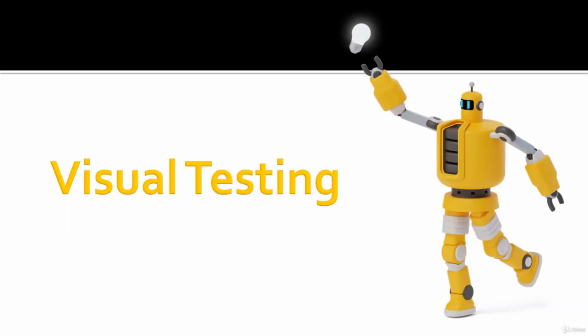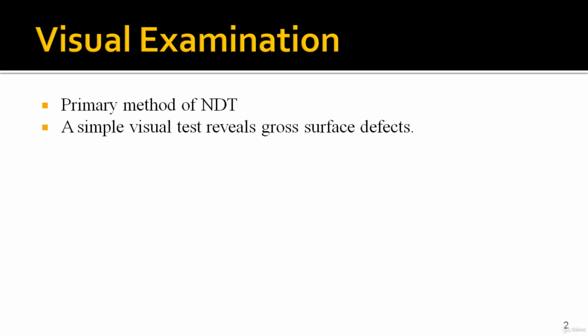In this video we will talk about the first NDT technique, that is visual testing. So what is visual testing? You can see from the name itself, the name "visual" says everything about this testing. It is the primary method of non-destructive testing. A simple visual test reveals gross surface defects, whatever surface defect you can sometimes see with your naked eyes also.